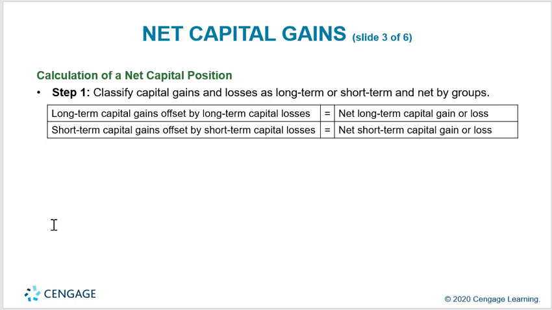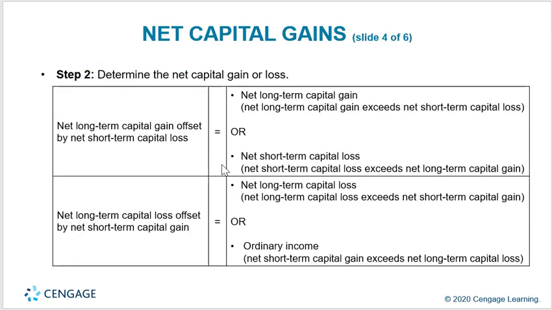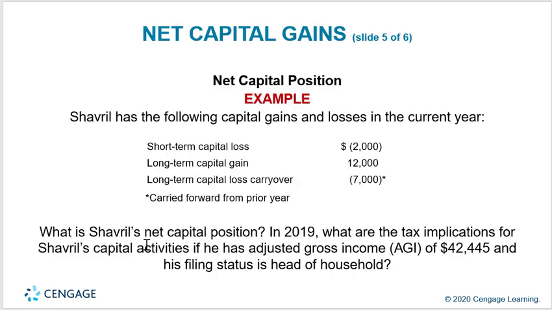The calculation of a net capital position. So step 1, classify the capital gains and losses as long-term or short-term and net by groups. Step 2, determine the net capital gain or loss. And here's the illustration. Net long-term capital gain offset by net short-term capital loss, and net long-term capital loss offset by net short-term capital gain. This is going to make sense when we walk through an example.